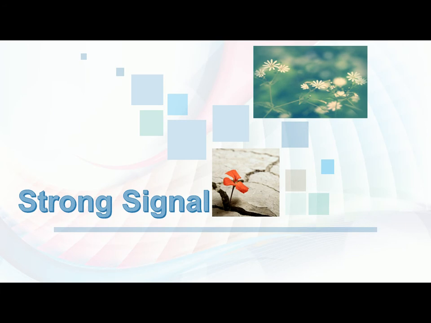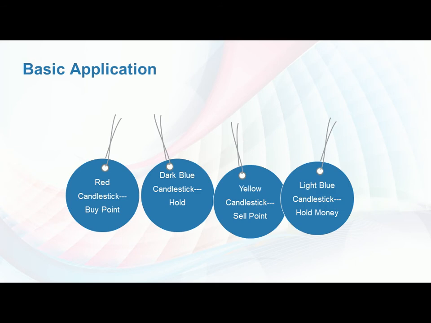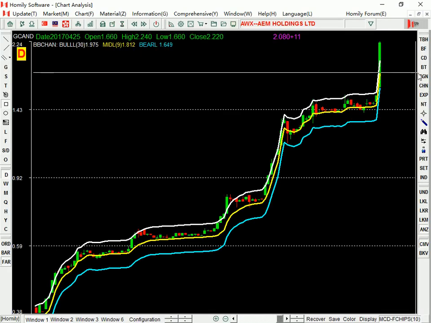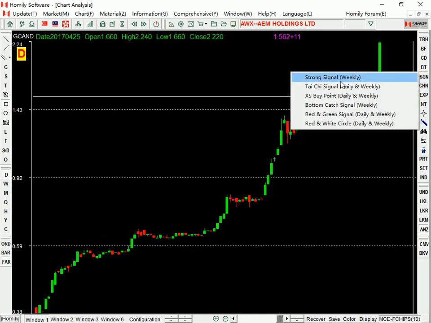So let's talk about the strong signal. The principle, the basic premise of using strong signal to judge buy and sell point is on the basis of trend analysis. Generally speaking, buy and sell is judged by weekly chart of strong signal for long-term uptrend to avoid premature sell because of short-term fluctuation. Let's see the strong signal. Click SGN, click strong signal.